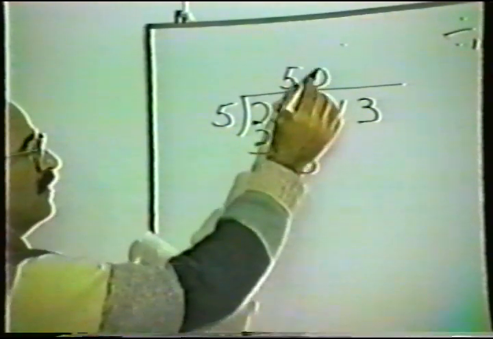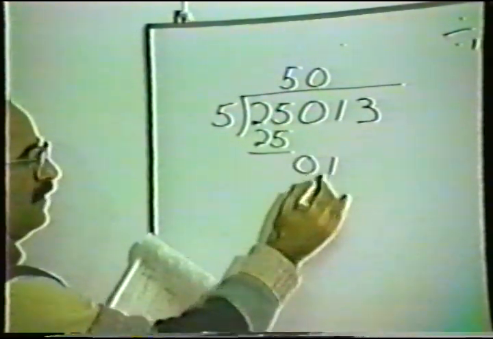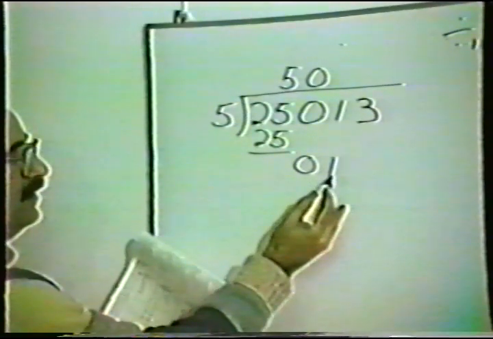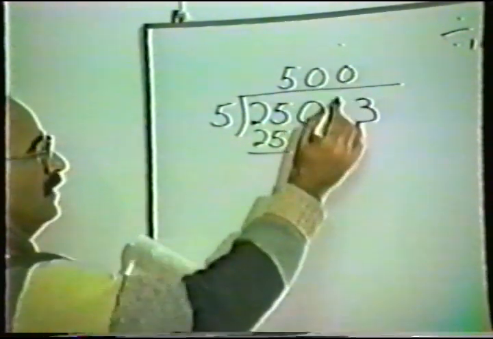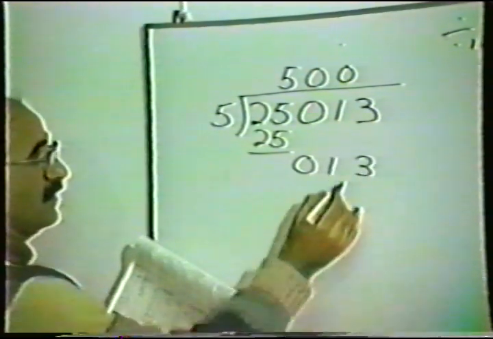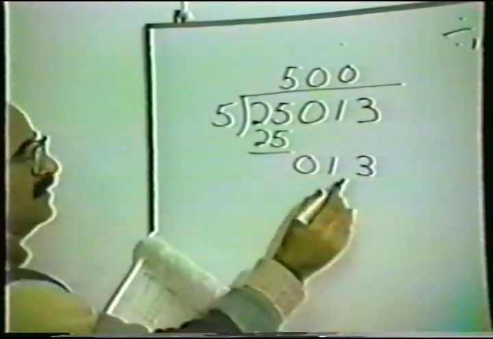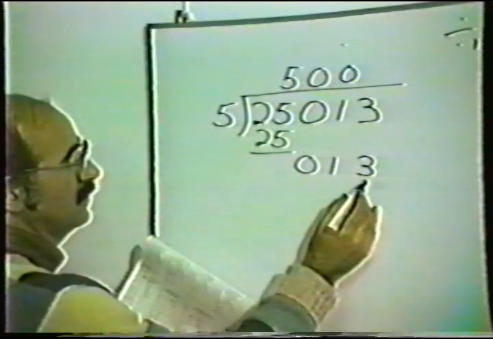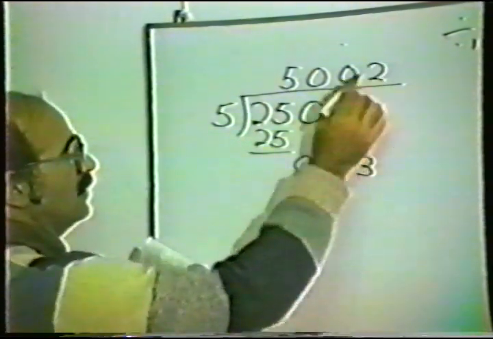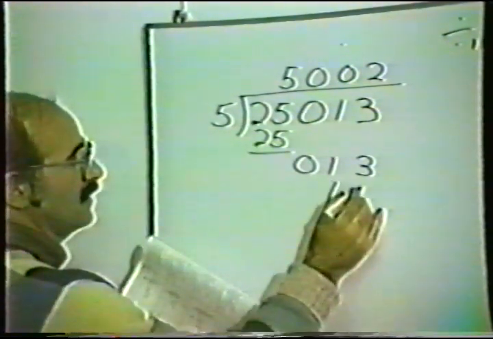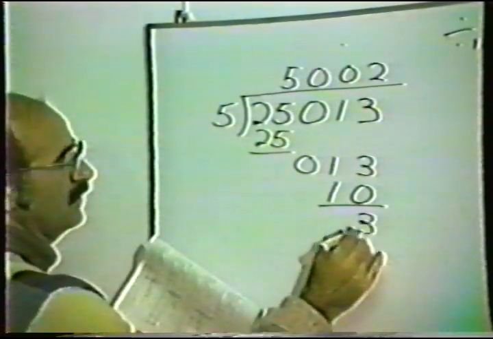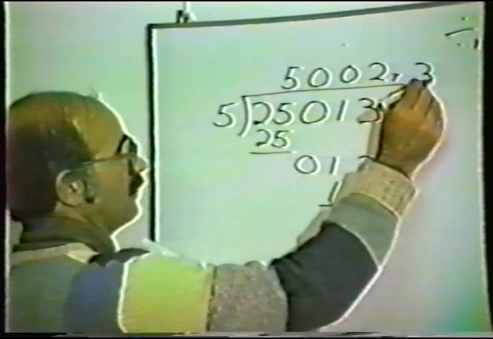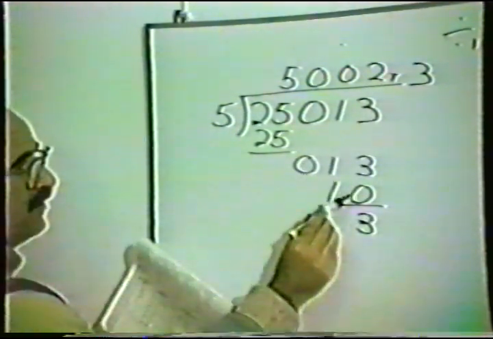Put up the 0 and bring down the next number. 5 into 1 goes 0. Put up the 0, bring down the next number. 5 into 13, 2, because 2 times 5 is 10. Subtract, get 3, remainder 3. So we had a couple of shortcuts in here.